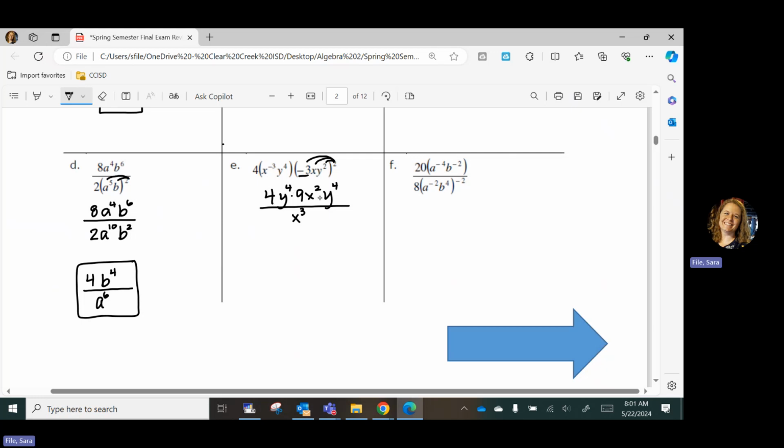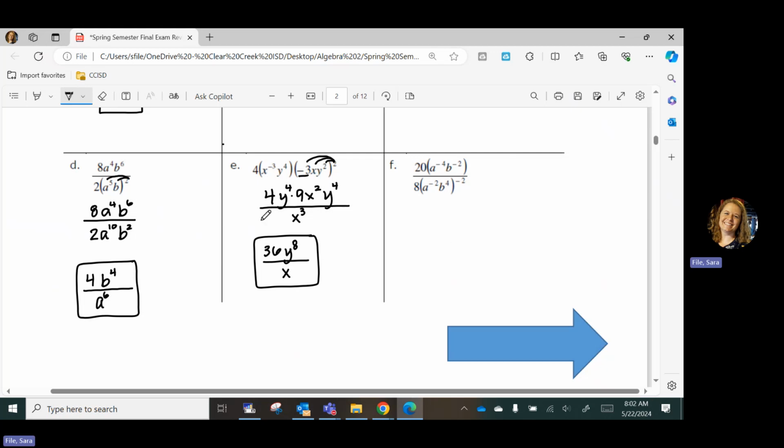I've got two y terms being multiplied in the numerator, so I add the exponents. So that's y to the 8th. And then x squared over x cubed. So if I subtract that, I get -1. So that means that x has to stay in the denominator to be a positive 1 power. And I don't have to write a 1 power. It's understood. Okay, and then the numbers, I still have to multiply. So we do our 4 times 9 is 36. So that's as much as I can simplify that one.